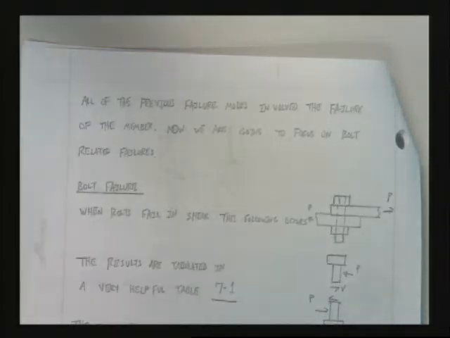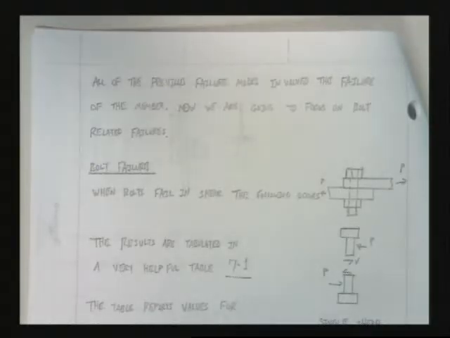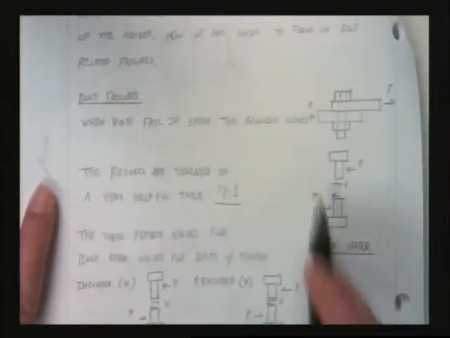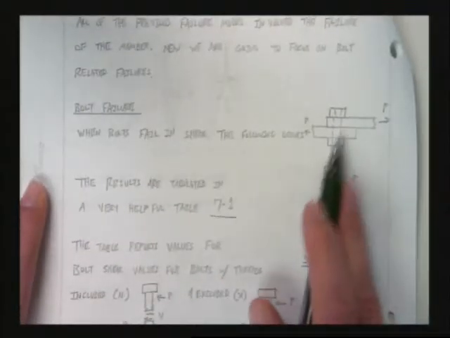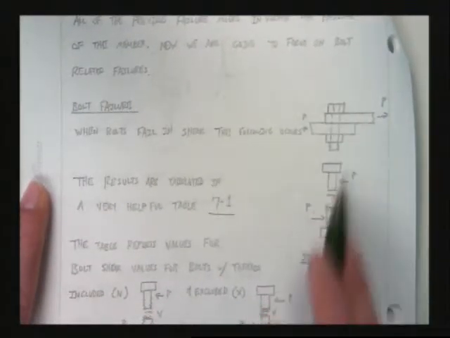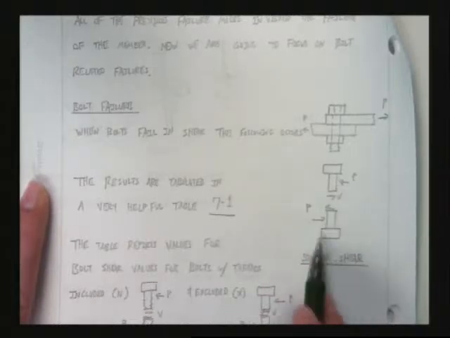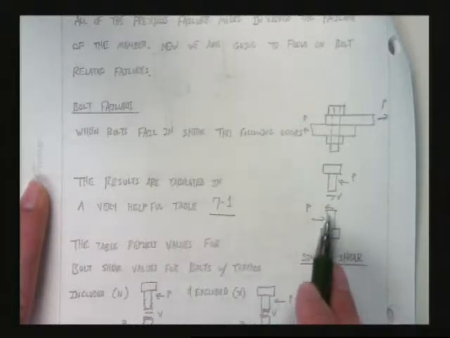Of the previous failure modes we talked about, all involve the failure of the member. Now we're going to focus on the bolt-related failures. We'll talk about welds coming up in a little bit. But bolts, when bolts fail in shear, the following occurs. Hopefully you've all talked about bolt failure. If I'm pulling it across with two plates, I've got, in a sense, this load on one side, this load on the other side, and the bolt itself is in shear, right? Great.